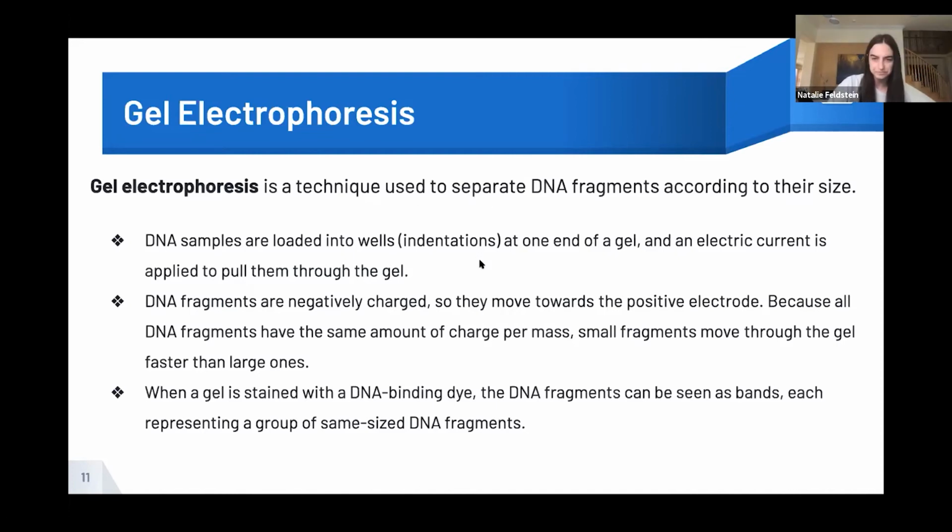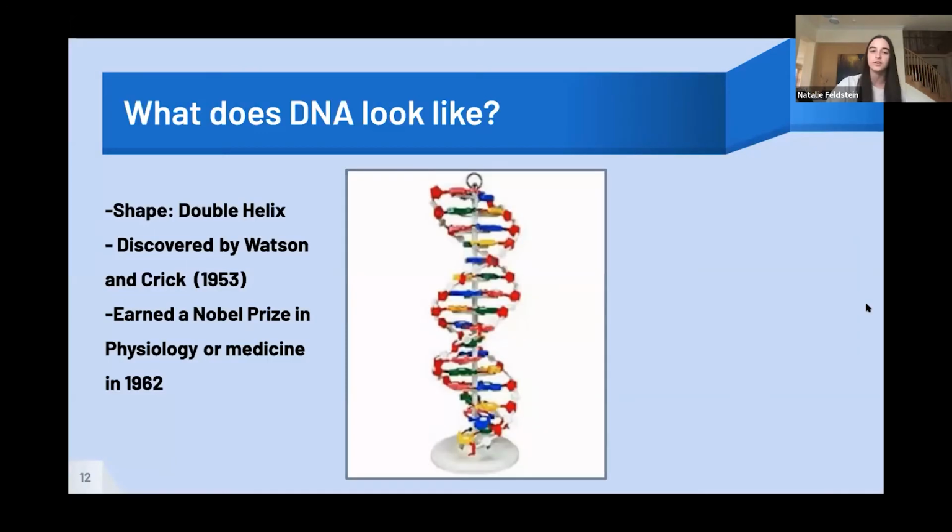Okay, so now we're going to take a closer look at DNA before talking more about the steps of gel electrophoresis. So firstly, DNA takes on the shape of a double helix. A little bit of history here. The double helix was discovered by the scientists Watson and Crick. You may have heard their names before. They're pretty catchy names, all the way back in 1953.